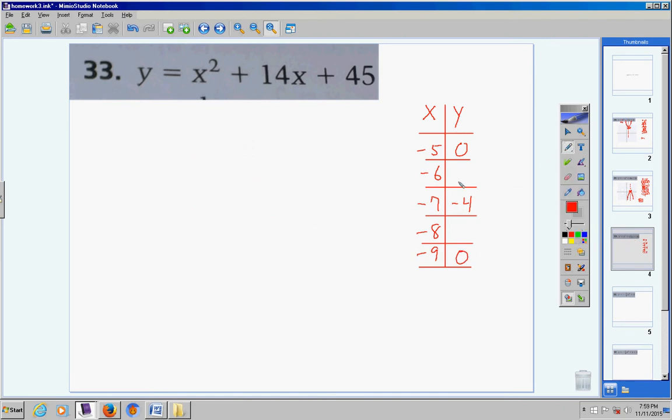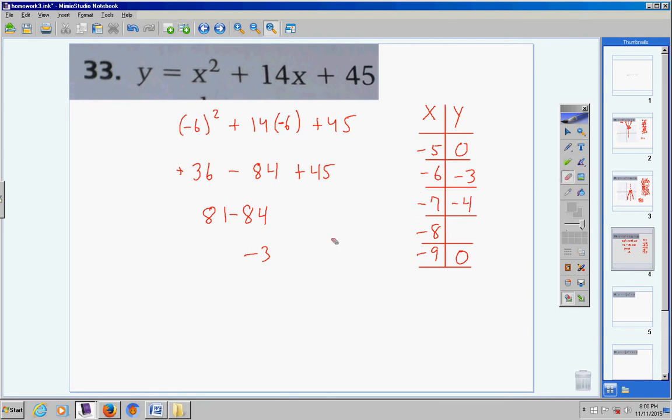Alright, next we're going to put negative 6 in for x. So negative 6 parentheses squared. Negative 84. Positive 45. If you combine your two positive numbers, you get 81. Bring down your negative 84. You have $81. You owe me 84, so you pay off 81. You still owe me a negative 3. Alright? So when you put in negative 6, you get out negative 3.